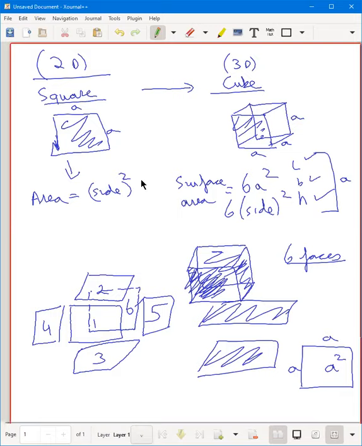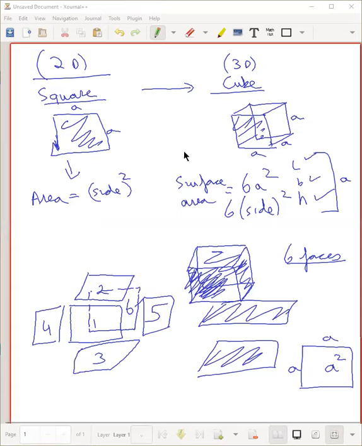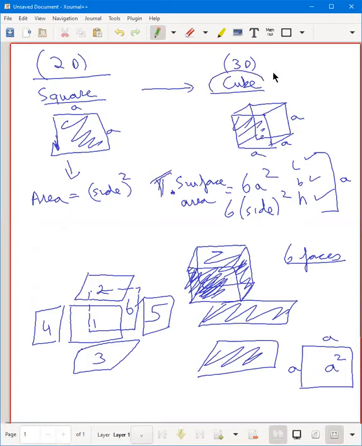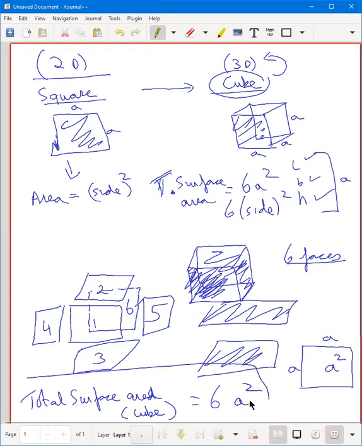So what is the surface area? It is the combined area of all the faces of the 3D shape. So it is called 6A squared. This is for the total surface area. Another technical term is the total surface area of a cube, which is the 3D shape. So we have the total surface area of a cube, which is 6A squared. Please copy this down.